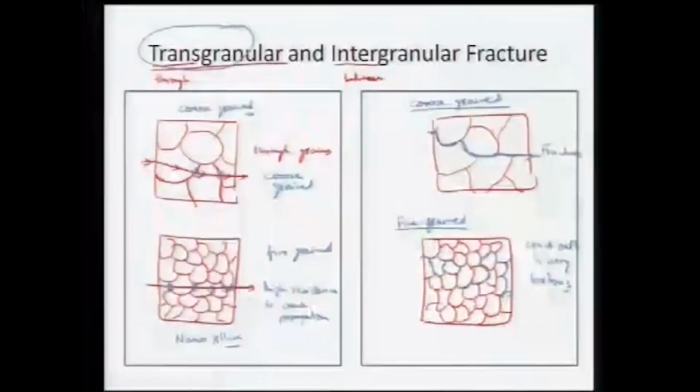So, we can see that whether the fracture is either transgranular or intergranular, a fine grained material will impart much more resistance to the crack propagation, or it will make the crack path very tortuous, or in turn the overall strength will be very high for a fine grained material.